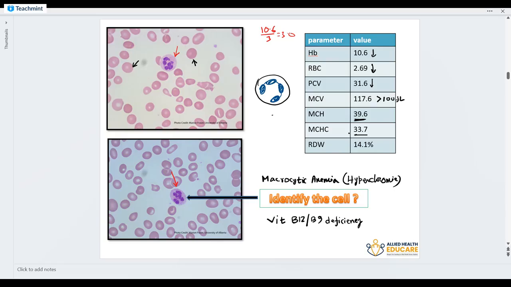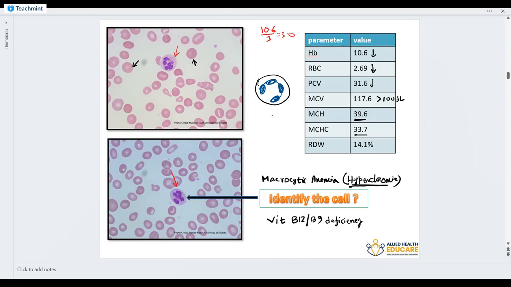So this is called macrocytic anemia, and in this picture from the peripheral blood smear, one thing we can interpret is that it is obviously hyperchromic, not hypochromic. Pardon, hyperchromic. In case of vitamin B12 deficiency and folic acid deficiency, this type of anemia can be caused.